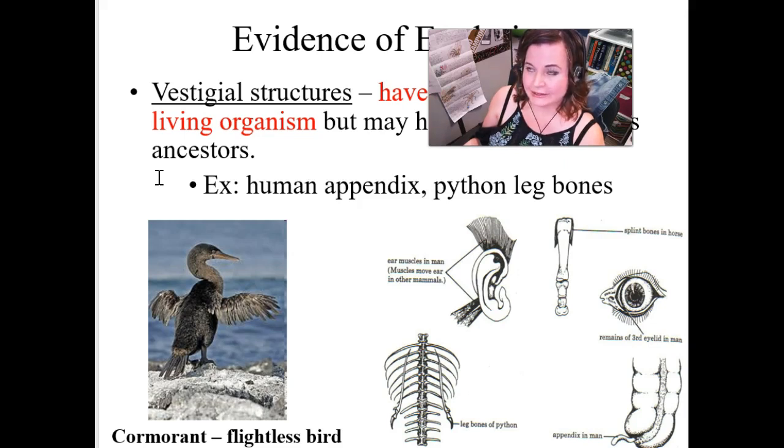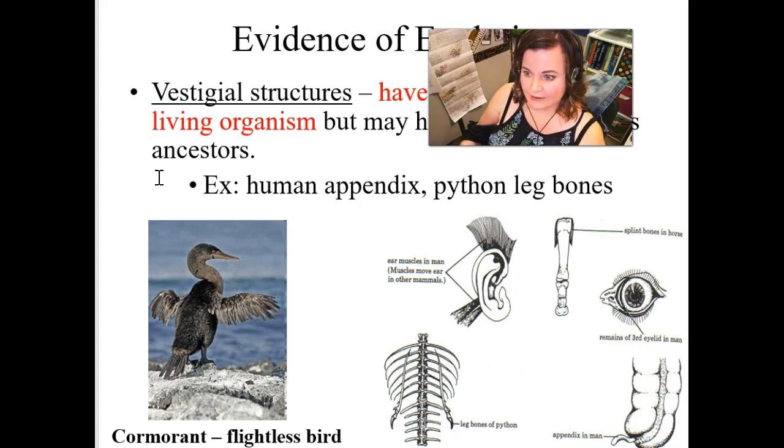It indicates the likelihood of a common ancestor that had that particular structure, that it was necessary, but it wasn't necessary in the descendant of that common ancestor. For example, human beings have what's called an appendix. And an appendix is just like a little pouch on your large intestines. And it really has no function that we know of anyway today, right?